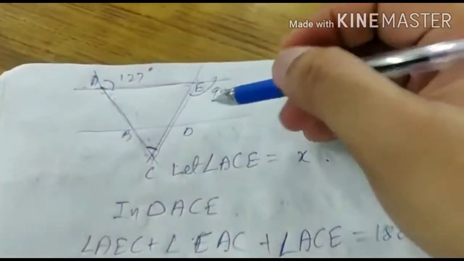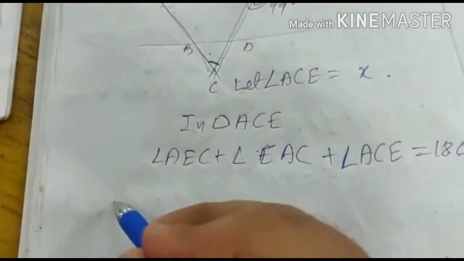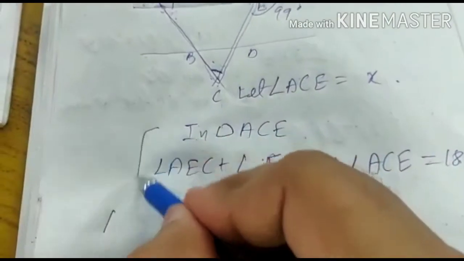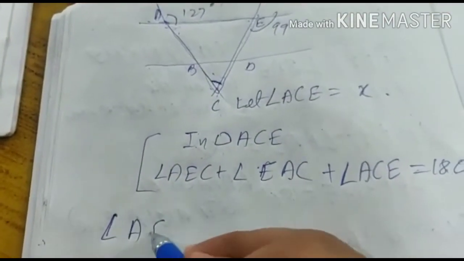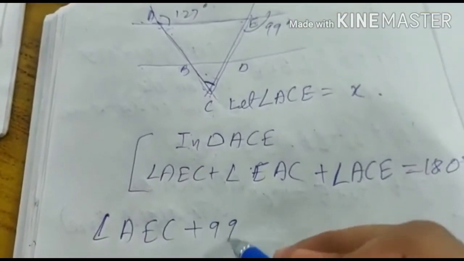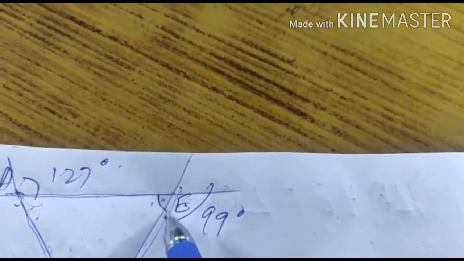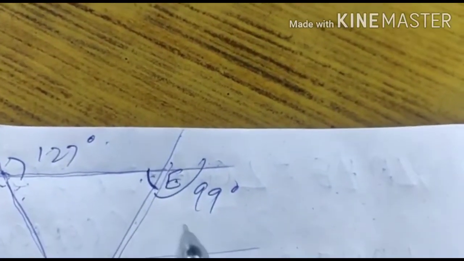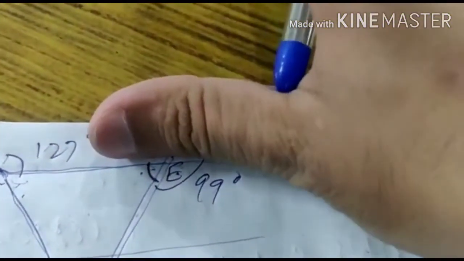So in this angle, we'll keep it aside. So angle AEC plus 99 degree will be equals to 180 degree. How? This angle plus this angle is 180 degree. How? As these are the angles on a straight line.